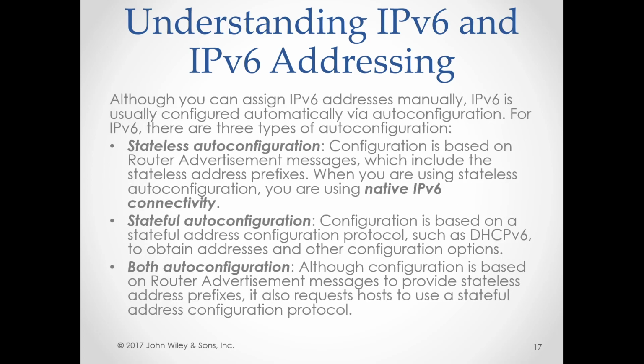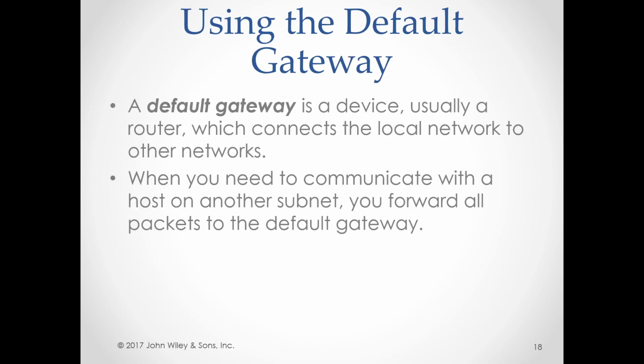We can have stateless auto configuration, stateful auto configuration, and both. Remember our default gateway? Also called a router. It allows our local network to connect to other networks or the internet. If we have dissimilar subnets, we have to have a way to be able to enable them to communicate with each other. That's our router.